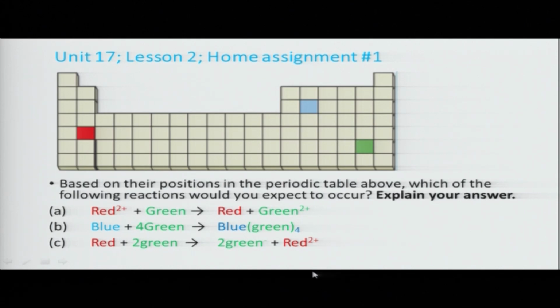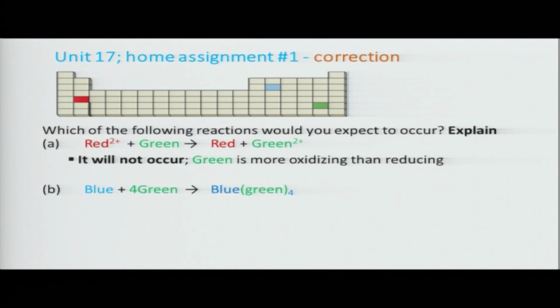We had gone through question 1, so let me not waste much more time. Let's start on question 2 or part B. Which of the following reactions would occur, and explain? Remember, we are doing corrections. So if you have blue reacting with green, will there be a reaction? This is an addition to your periodic chemistry.